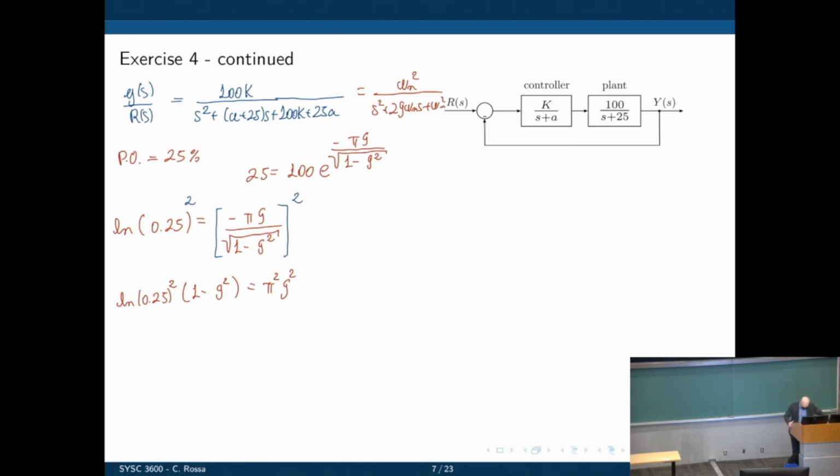And what else can I do here? Now I can solve for zeta squared by doing what is left here, the log of the 0.25. The squared equals zeta squared times pi squared plus that, and then zeta is the square root of natural log of 0.25 squared divided by pi squared plus log of 0.25 squared. And this is, according to my calculations here, 0.4037.